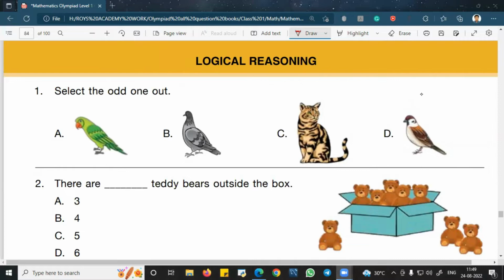In question number 1, it is asking to select the odd one out. In the options we have A: parrot, B: pigeon, C: cat, and the last one is sparrow. So dear student, you have to choose which one is odd. I will give you time to choose which one is odd from these options.